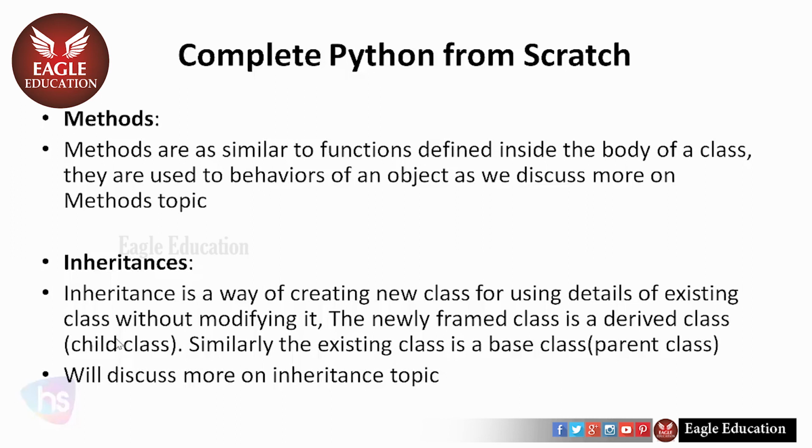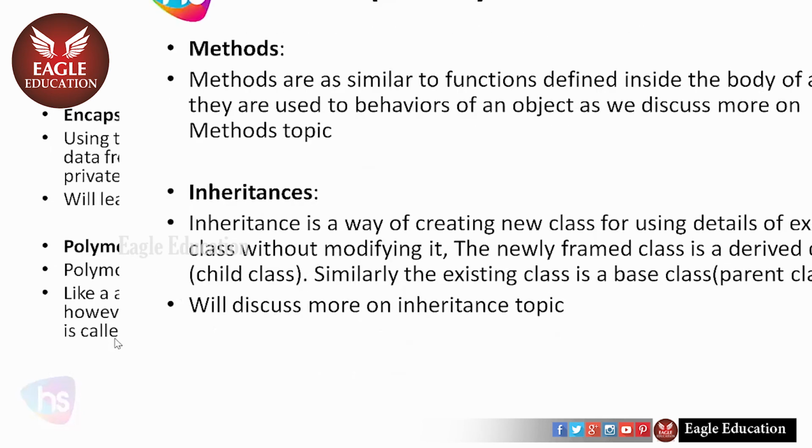That's it. And inheritance. Inheritance is a way of creating a new class using the existing details of an existing class, and modifying or extending it without disturbing anything. The newly framed class is the derived class, which we can call a child class. Similarly, the existing class is the base class, which is a parent class. Okay, we'll see an example here.